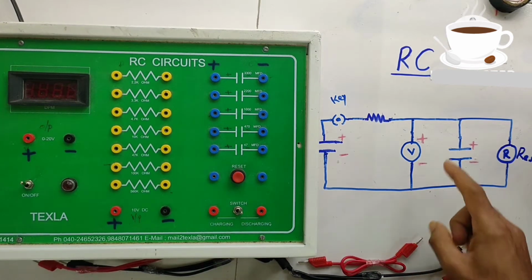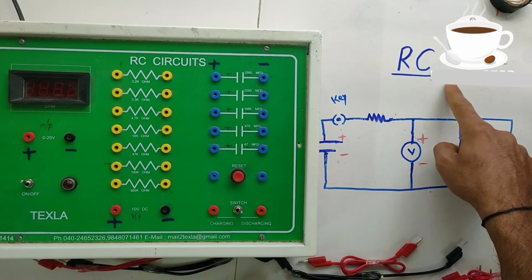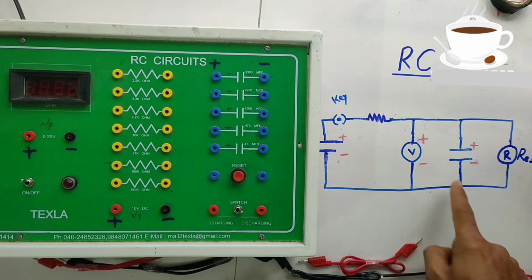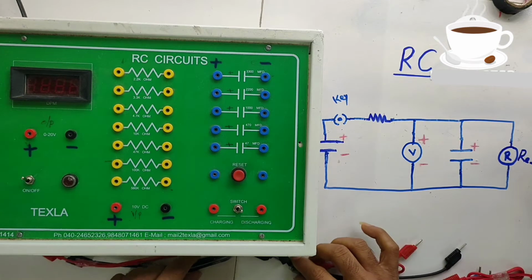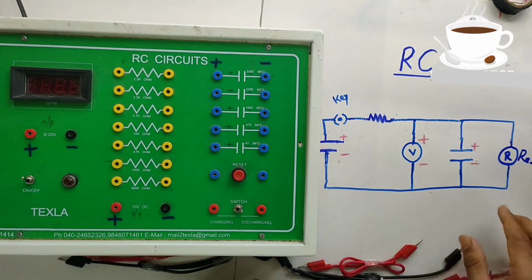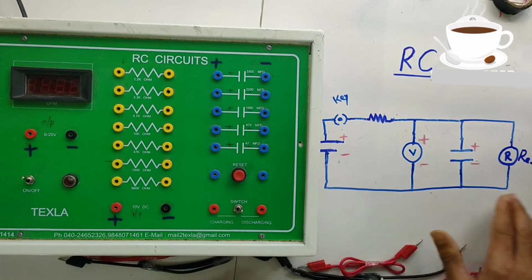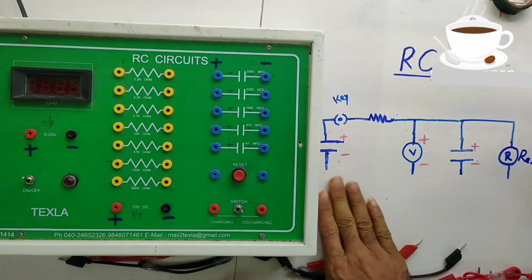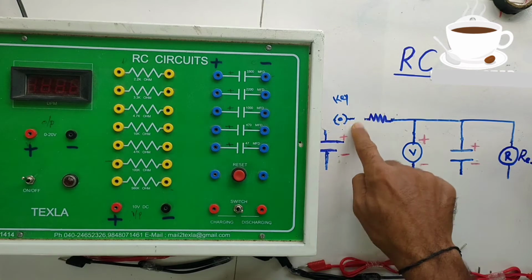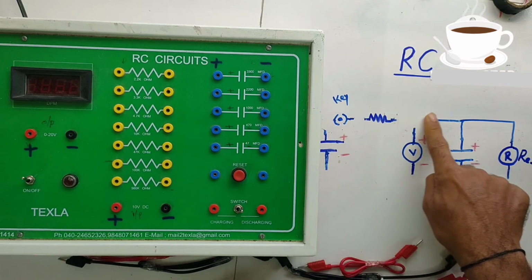Hi friends, today I am going to explain the RC circuit connection, from the circuit diagram to the circuit board. See here how to give connections. First I am erasing these lines. I am erasing, enter.